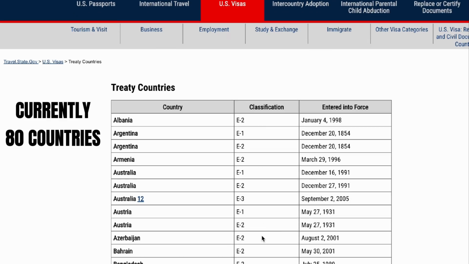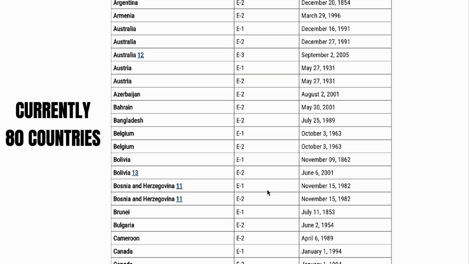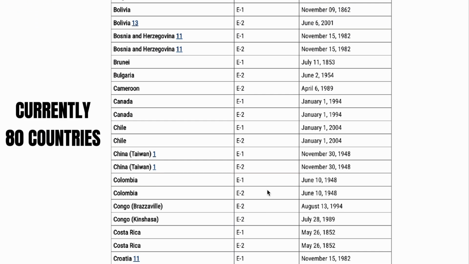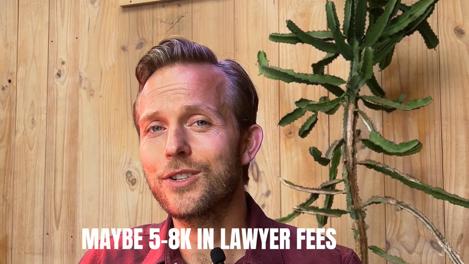So this one is more restricted. There's fewer countries in this treaty agreement, so that's also something to look up. The other plus with the E2 visa is that it's less paperwork. It can be a little more affordable with the lawyers, because you don't need as much documentation. You just need to make the investment.